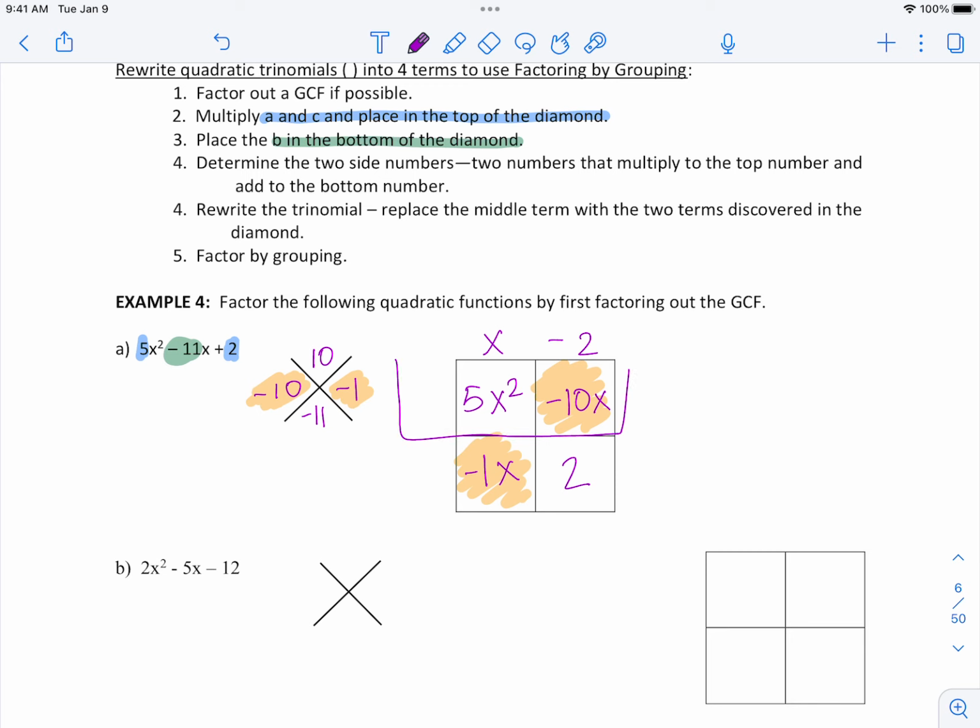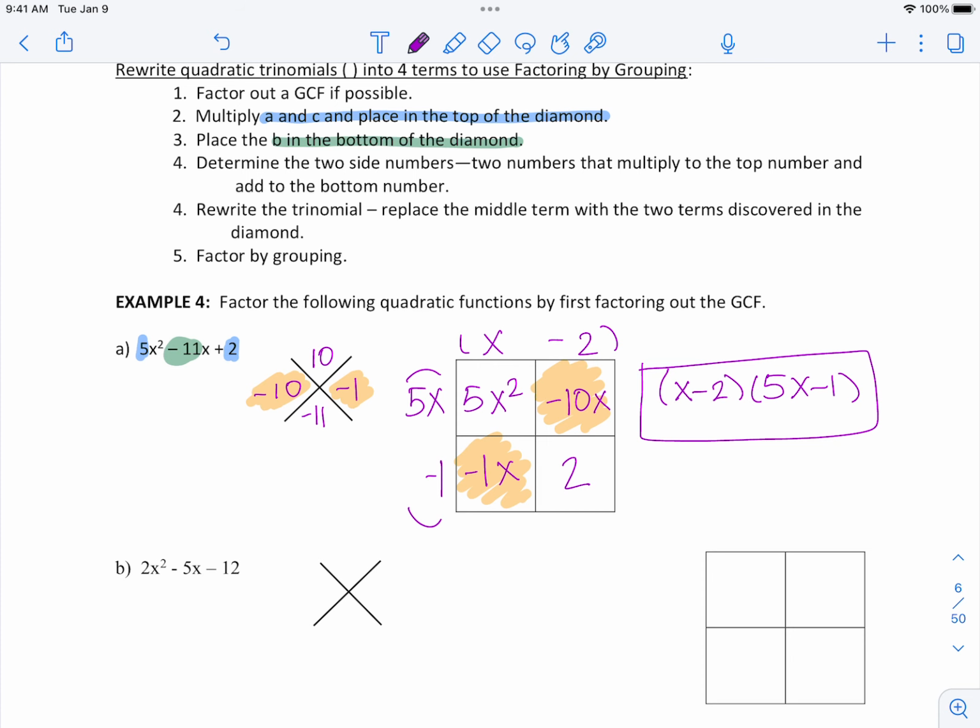Now I'm going to look at the rows. So I'm looking at this row. The GCF is going to be 5x. And then I'm going to look at my last row. And here I have a negative 1x and a 2. So my GCF is going to be negative 1. So now I'm going to take what I have here and I'm going to write what my two factors are. It's like I have mini parentheses here and here. And so this is going to be x minus 2 times 5x minus 1.